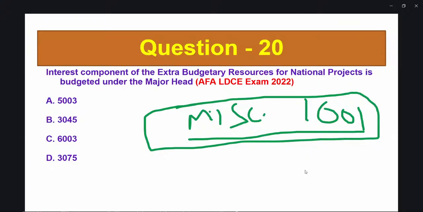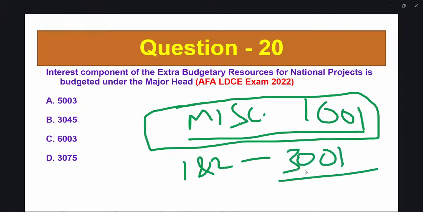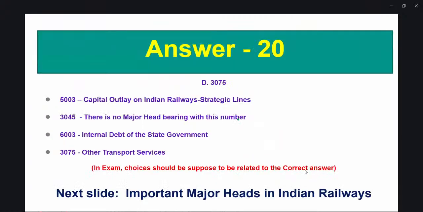Revenue receipts is separate. What about demand number 1 and 2? Demand number 1, sir. Railway Board related, sir. 3001. Very good. Thank you. Now we'll check other options also.